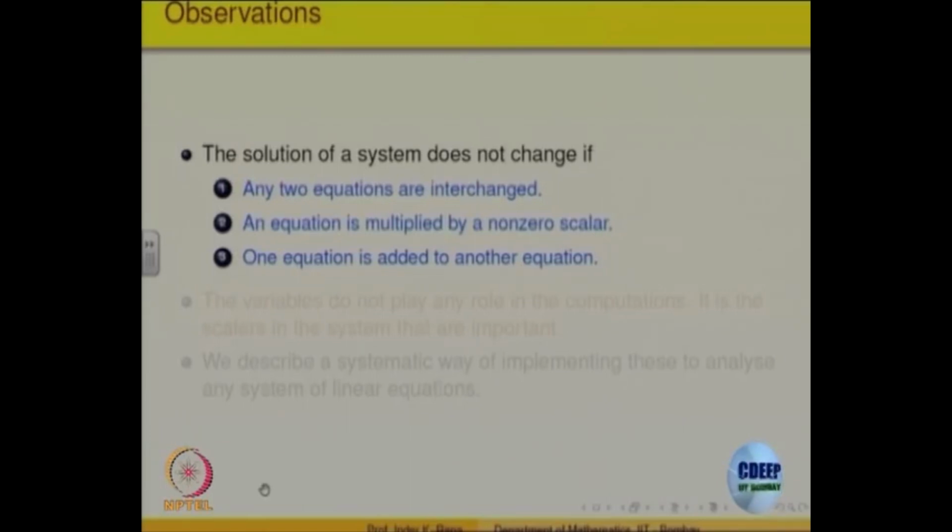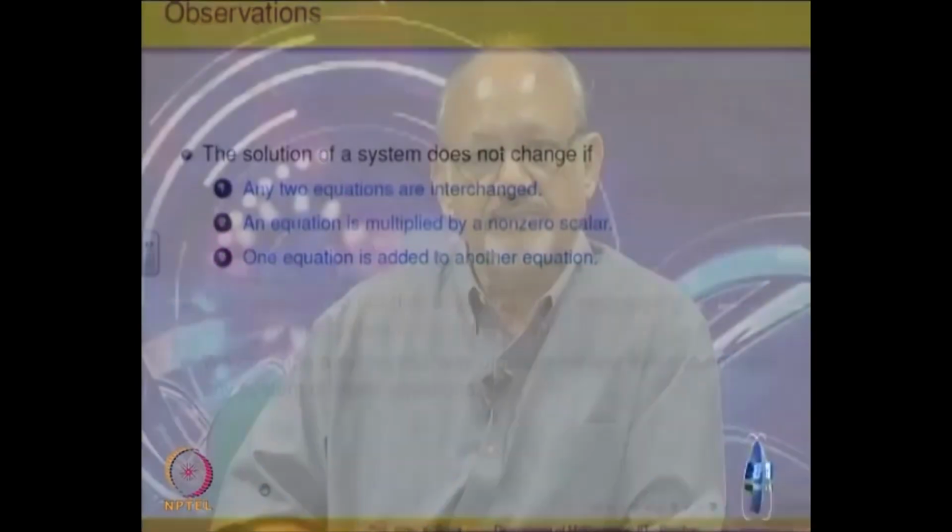An equation is multiplied by a non-zero scalar. If I take a line, right, and multiply it by a non-zero scalar everywhere, on the left hand side as well as the right hand side, does the equation change? The equation remains the same, the line remains the same, right. So, the solution does not change, right. So, why non-zero? Because if I multiply by 0, then all the information is lost, 0 equal to 0, there is nothing, the equation is gone, right.